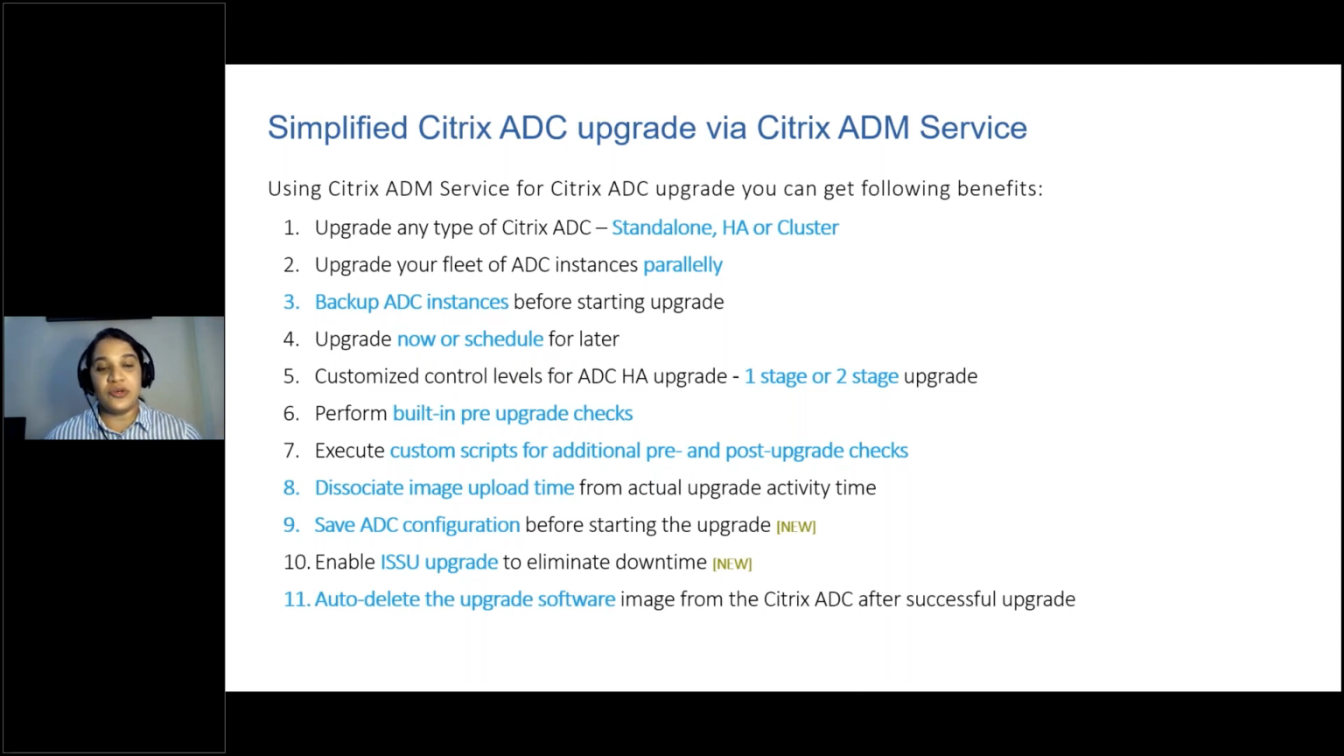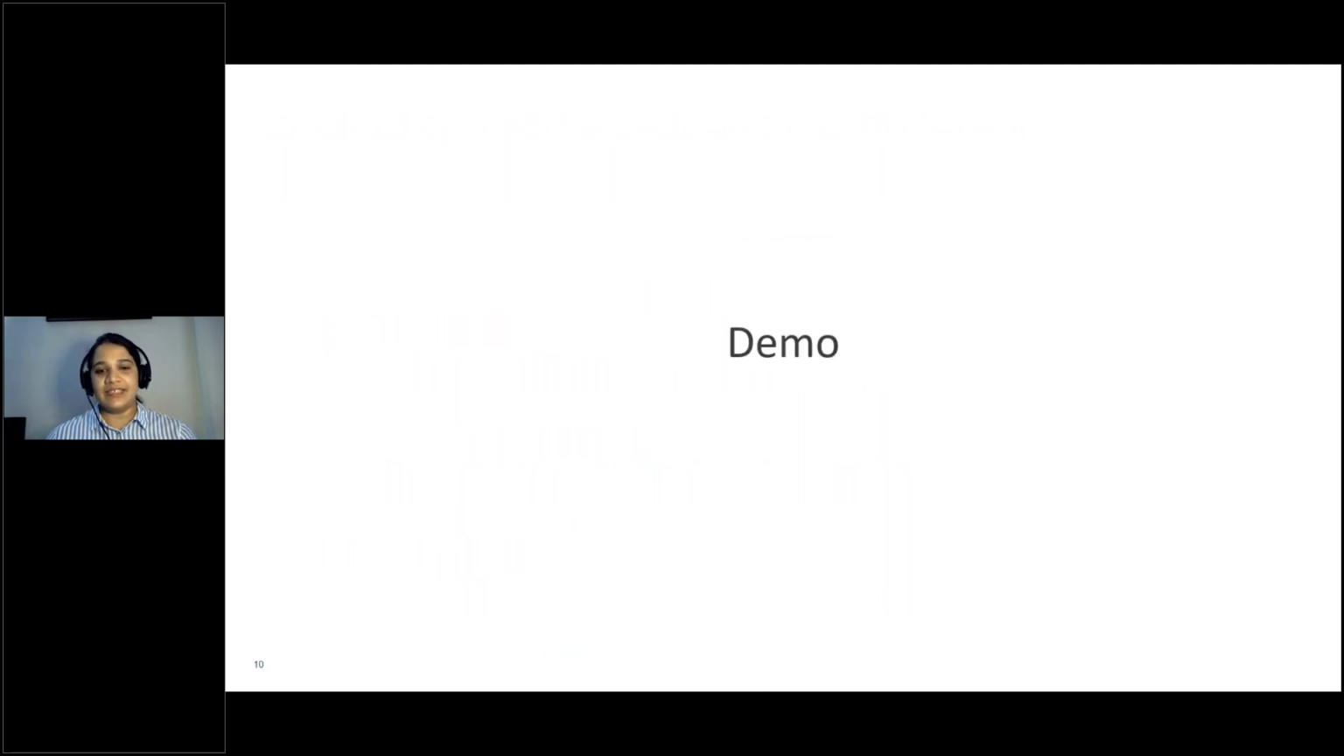It also helps you auto-delete the upgrade softwares from ADC after successful upgrade so that you don't have to do these things manually. And it gives you a detailed execution report via UI as well as other options like email or Slack, so that you can look into if the upgrade activity was successful or it failed, and go really granular to know what exactly failed and what exactly passed. So with that, let's have a demo of this feature.